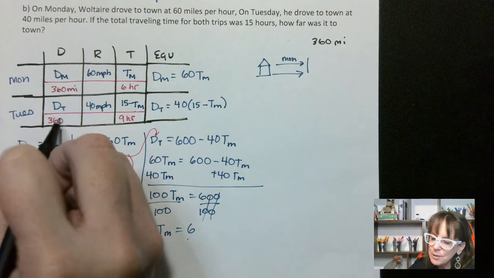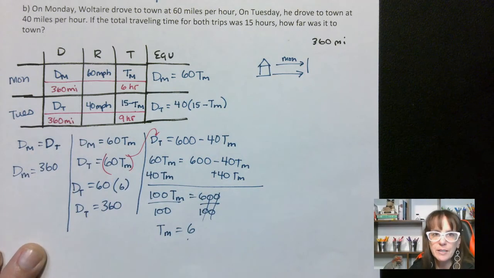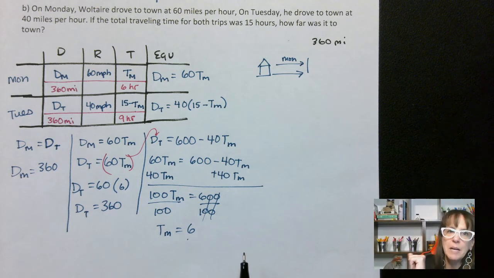A sentence that you might use, or two sentences for your answer, is: it is 360 miles to town. On Monday, it took him 6 hours, and on Tuesday, it took him 9 hours.